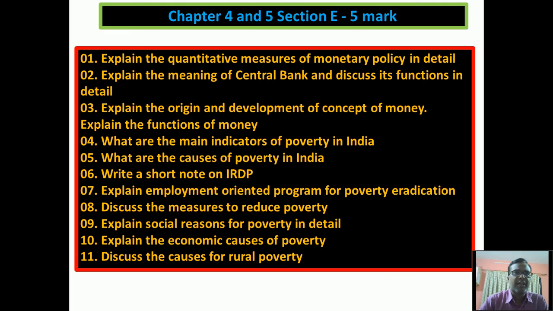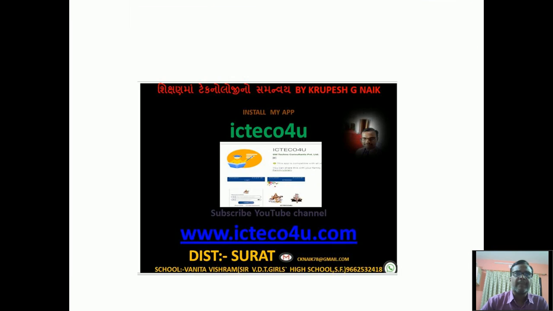6th, write a short note on IRDP, that is Integrated Rural Development Program. 7th, explain employment-oriented programs for poverty eradication. 8, discuss the measures to reduce poverty. 9th, explain social reasons for poverty in detail. 10, explain economic causes of poverty. Discuss the causes of rural poverty. So these are for Section E.